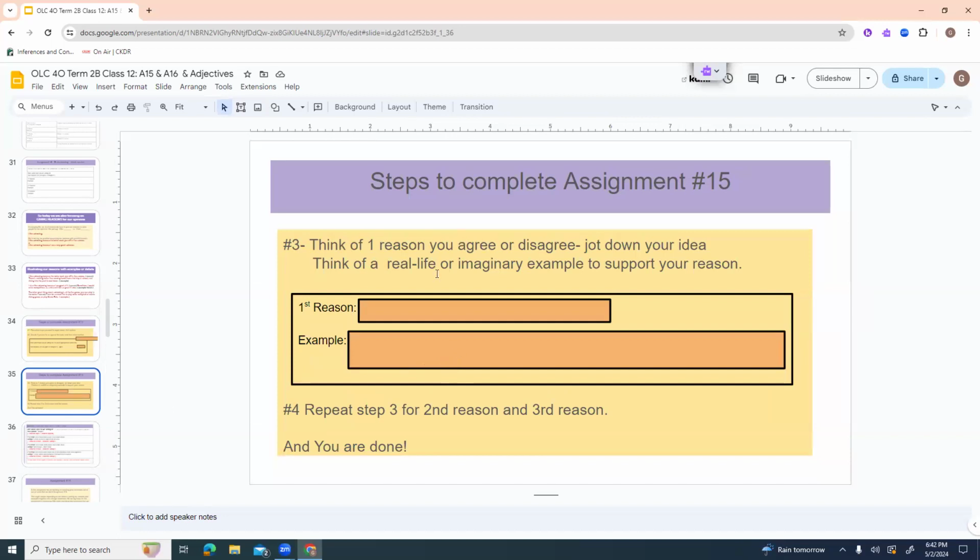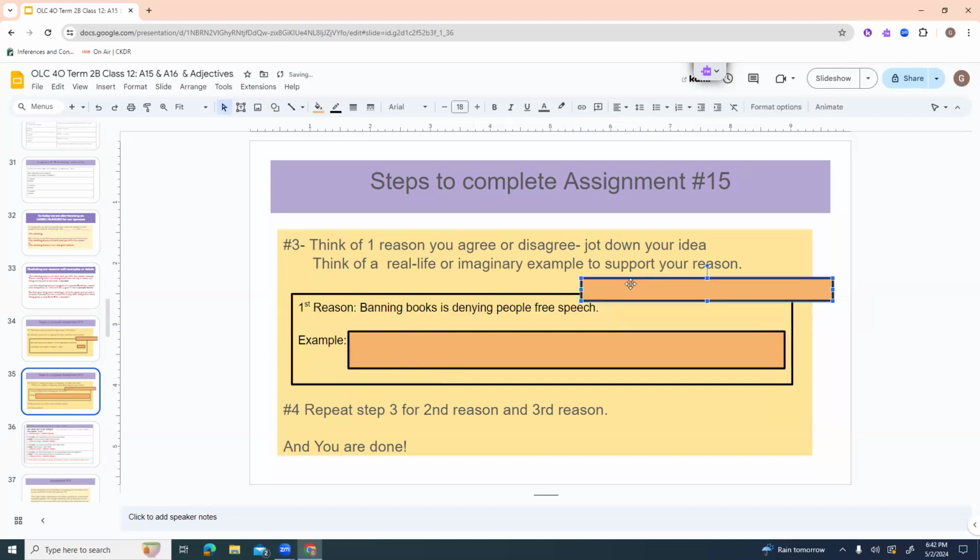Now, part 3: think about one reason why you agree or disagree with our opinion statement, and then you're going to jot down your idea. So for example, banning books is denying people free speech. That's one reason why I don't agree. Okay, this is an example. I could agree, it doesn't matter, just as an example.